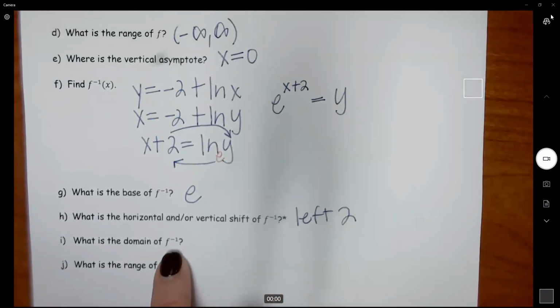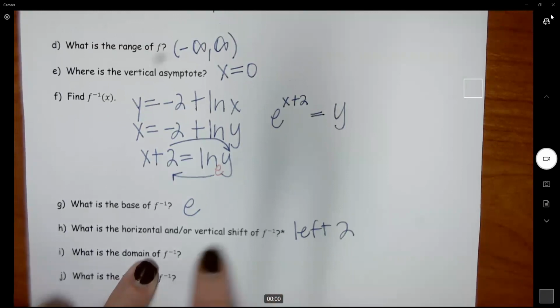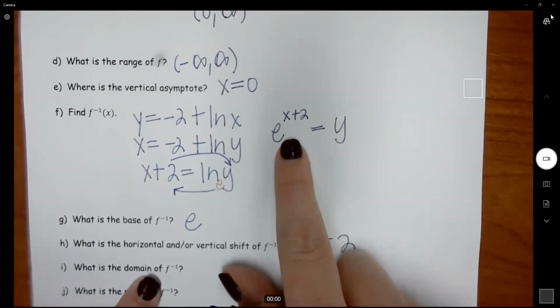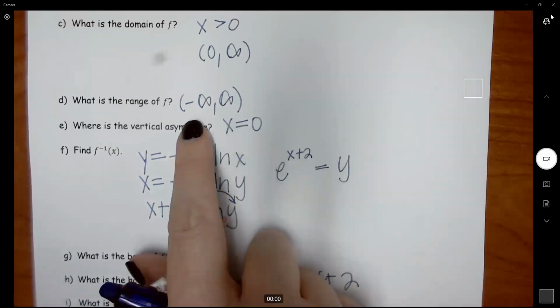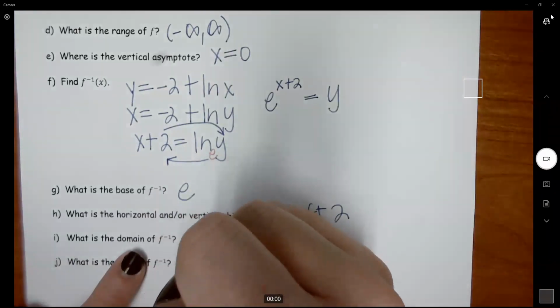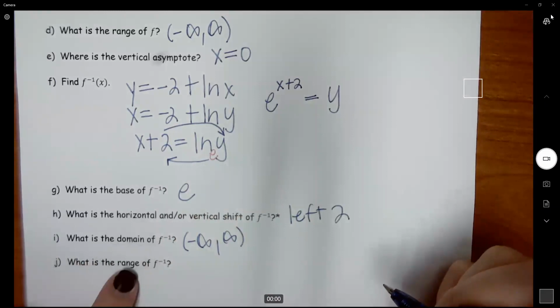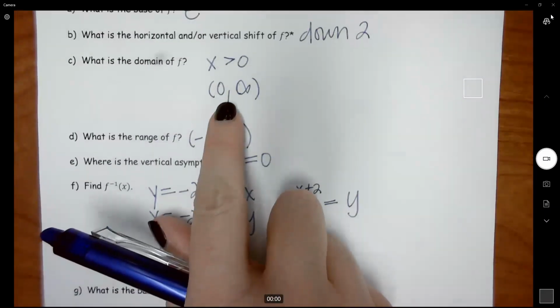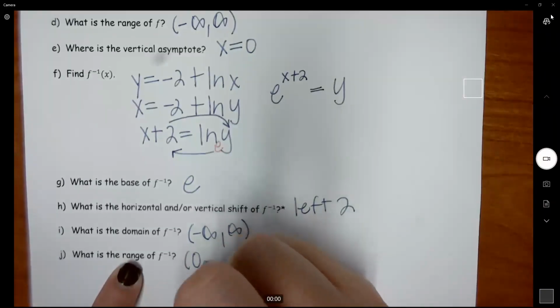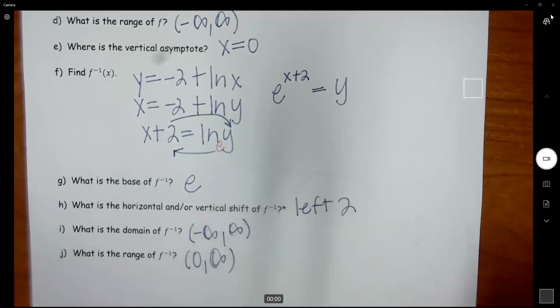What's the domain of my inverse? You can put this in your calculator and get a graph, or the domain is the same as the range. Exponentials have a domain of all real numbers, and then the range is the same as my domain, 0 to infinity.